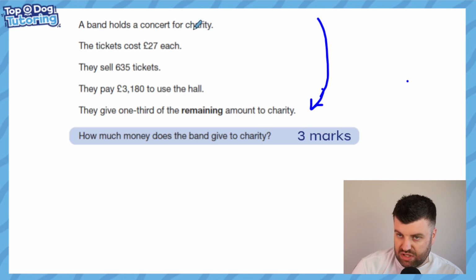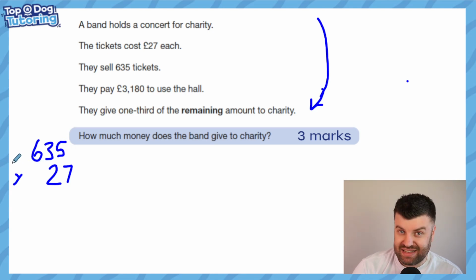A band holds a concert for charity. The tickets cost £27 each. Okay, that's going to be important. And they sell 635. Okay, I need to figure out how much money they took in. And that's going to be 635 tickets multiplied by £27 per ticket. So let's do that first.